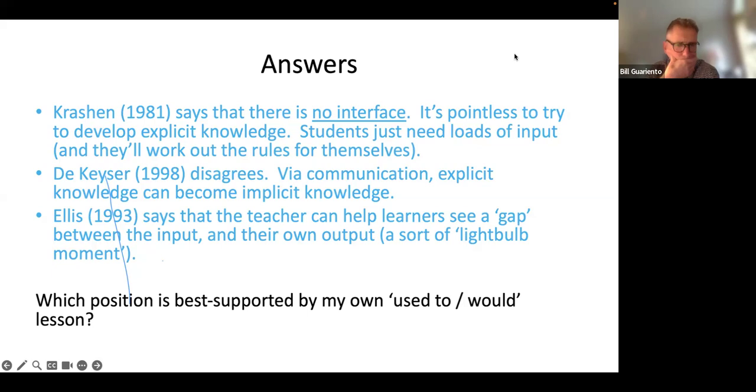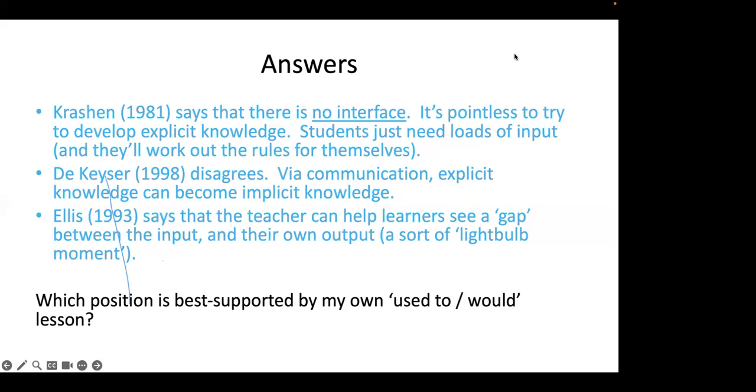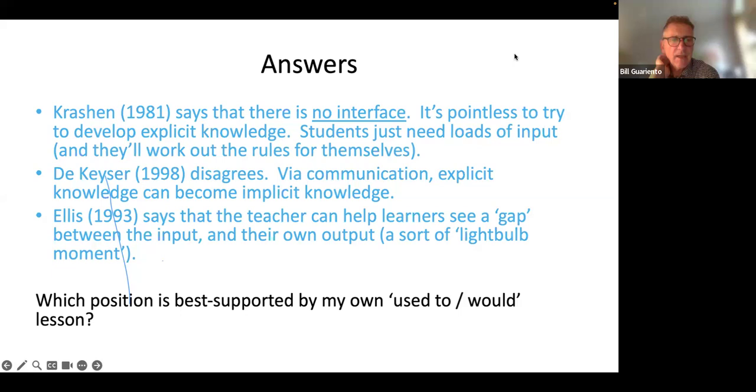Nada. What do you think, Nada? I think it is Ellis's perspective because we process the weak interface position, which claims that the explicit knowledge primes a number of key acquisitional processes, and you have shown us the gap between using would and used to. So maybe Ellis's perspective. I agree.